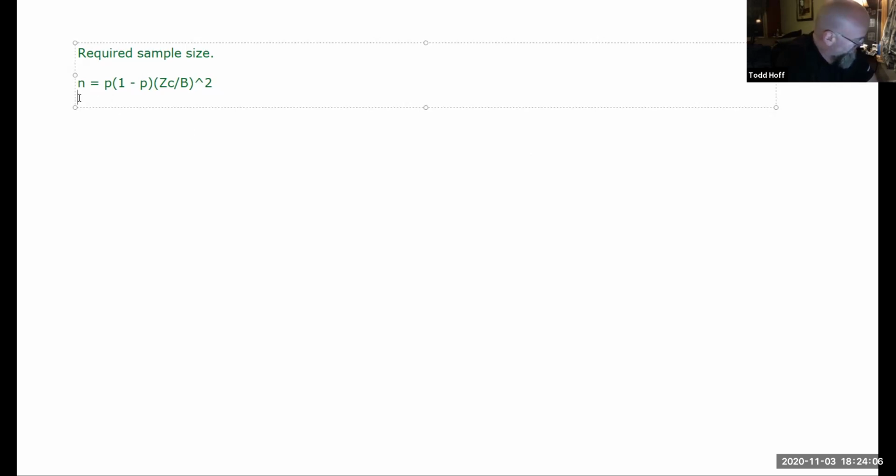So what this gives us is, if we were hoping to keep our bound on the error within a certain value, it tells us what is the minimum sample size that we would have to take to reasonably expect to be within that bound of the error. So let's take a look at an example here.